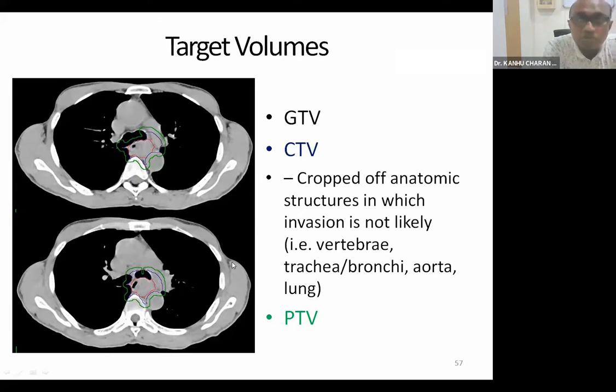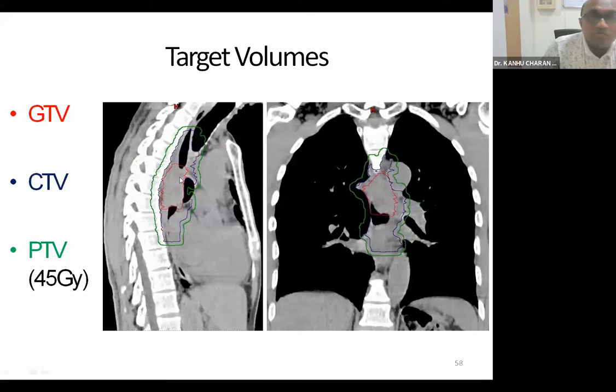What are the anatomic structures? Aorta, vertebra, trachea, lungs, and liver. I will come to how to do these croppings. Target volume is GTV in red, then CTV, then PTV.